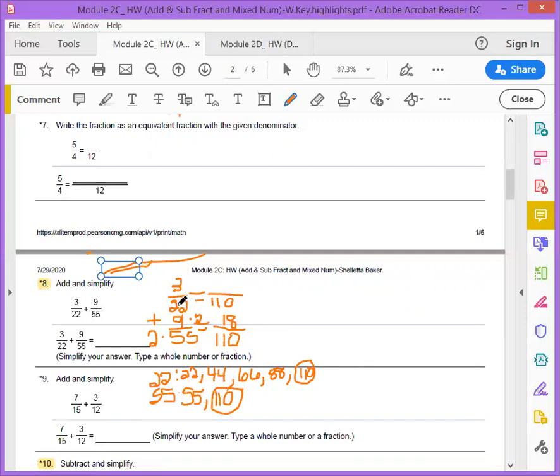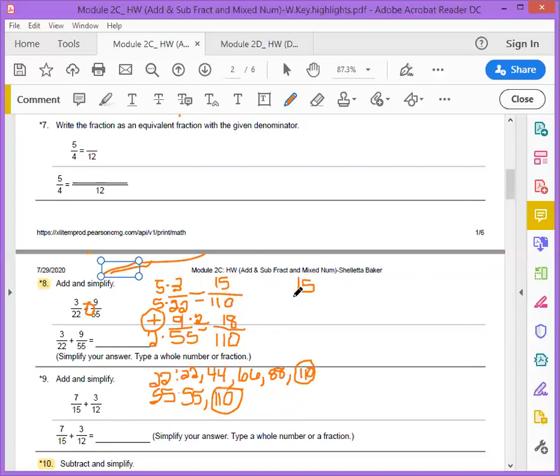Now, for our top fraction, 3 divided by 22, what do we multiply 22 by to get 110? And that's times 5. So we also must multiply the numerator times 5. 5 times 3, the top fraction's numerator becomes 15. Now remember, we were adding these two fractions, so we're still going to do that. Now that we have our common denominator, we can go ahead and combine these two.